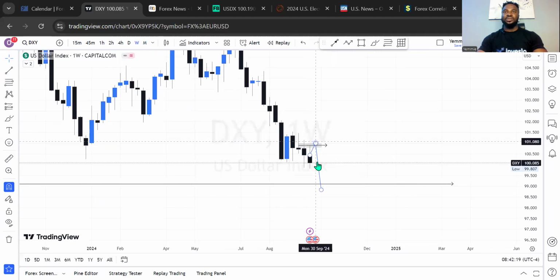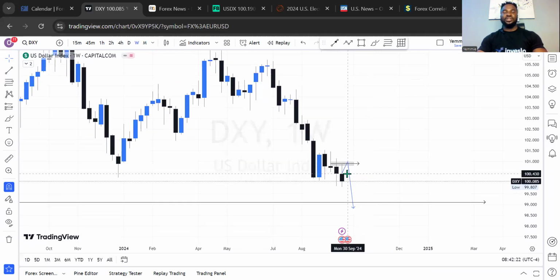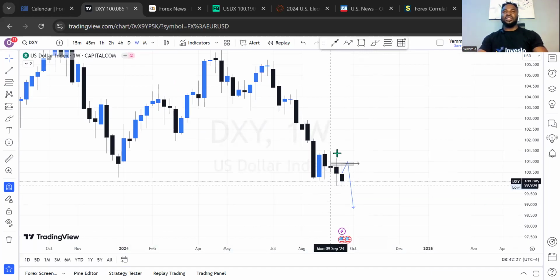And checking the weekly time frame on DXY, this is exactly what happened last week, expecting the DXY to go bullish to this price level before it will come bearish. And basically, for this week, that is what the market is doing. And let's see further opportunities in that regard.